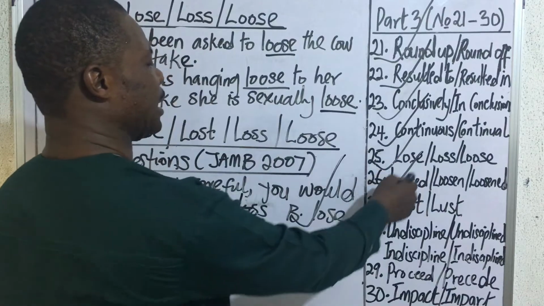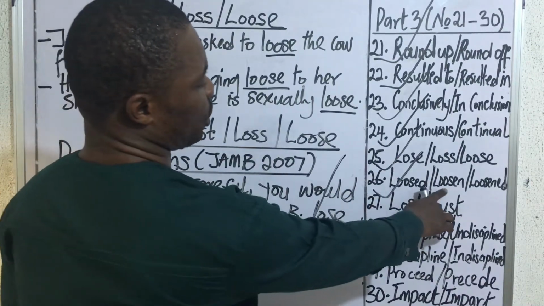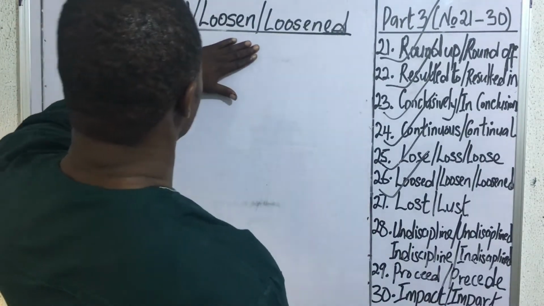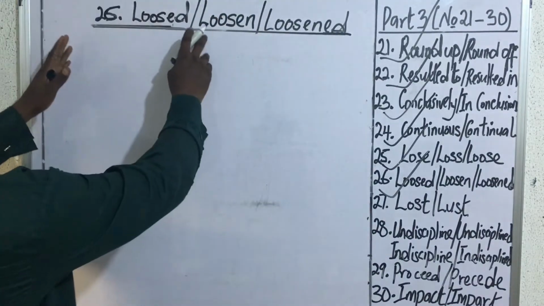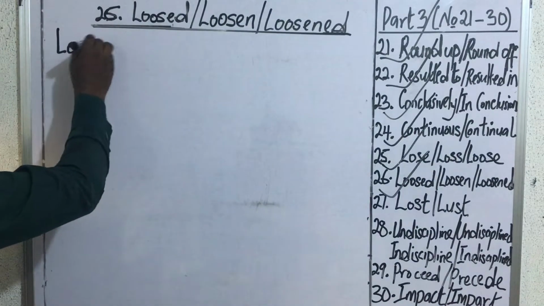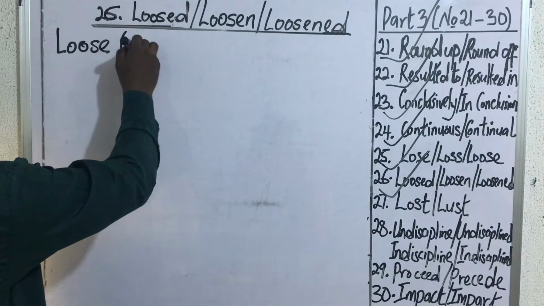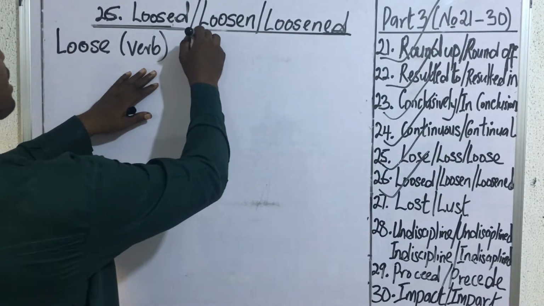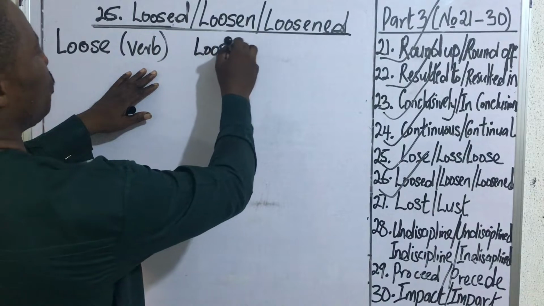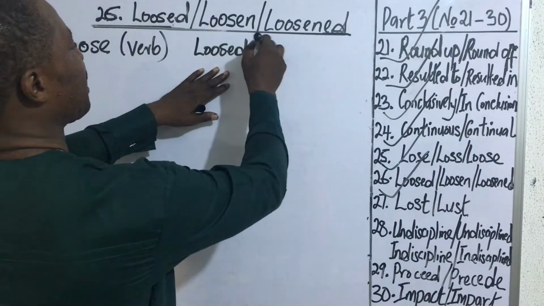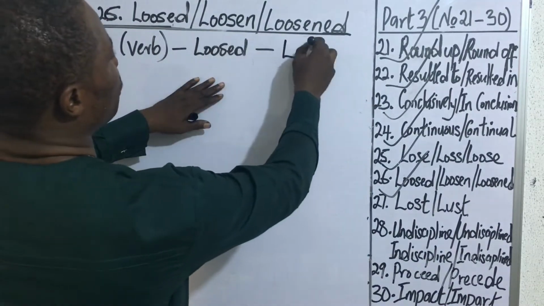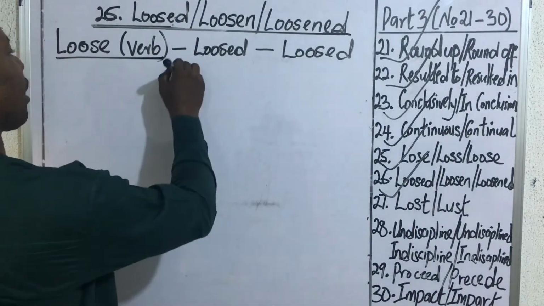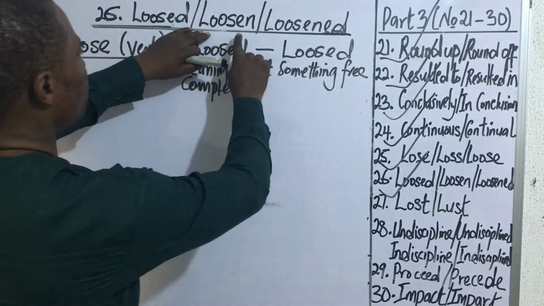So move forward to the next item, which is loosed, losing, and loosened. Item 26, loosed, losing, loosened. When we were discussing loose, we said that loose is a verb. We established this quite well. And then we said that it has its past tense as loosed, and its past participle as loosed. Meaning to set something free completely. The next word is losing.